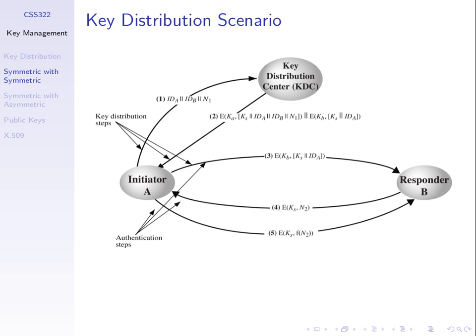So there are three steps to distribute the key. The aim is that A and B know the session key. And that happens after step three. Step four and five are just some extra checks.